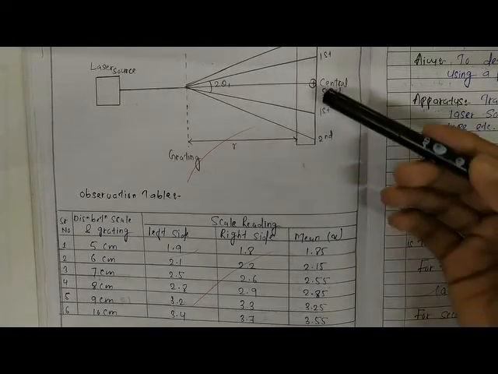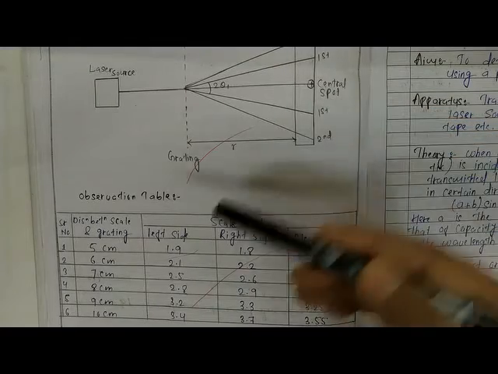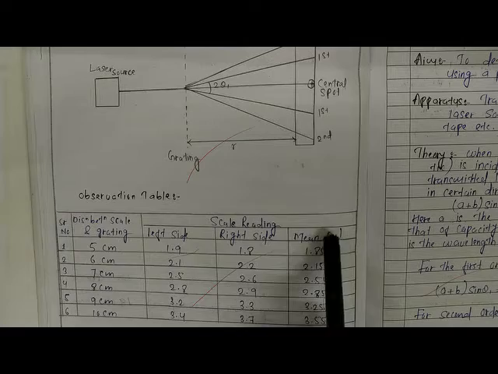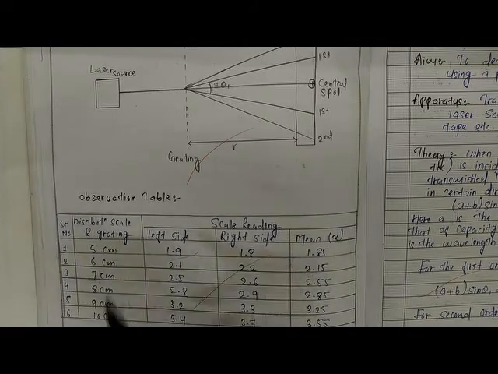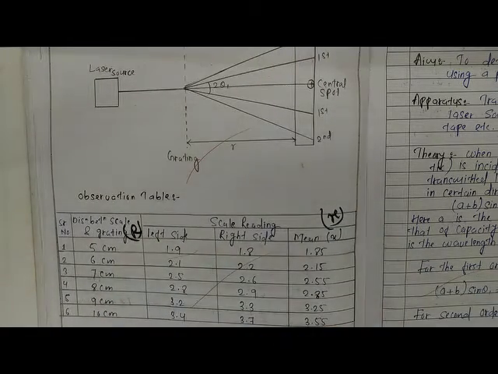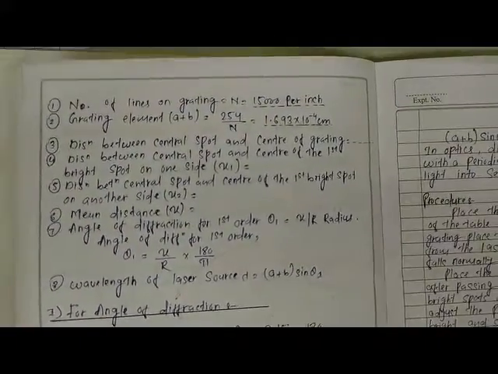And on both sides we have taken readings: the left-hand side of the central maxima and the right-hand side of the central maxima, and their mean corresponding to each distance. These are the x readings, these are the r. We know this is r and this is x, and by that formula we can get the theta values. So how to find the thetas? And we have some observations done here.